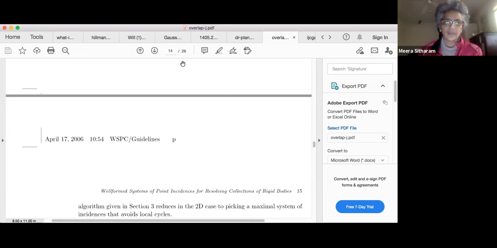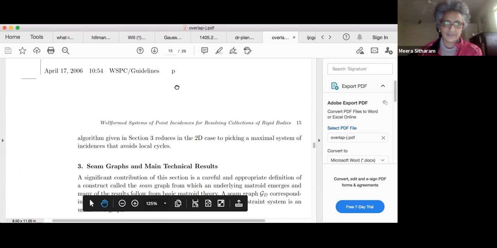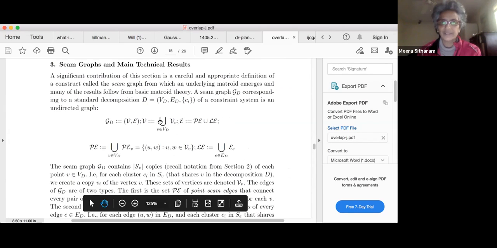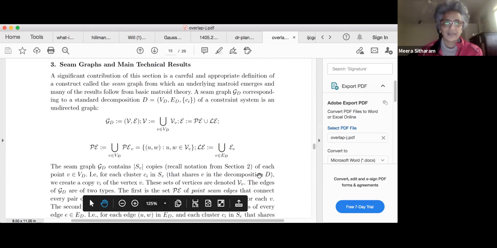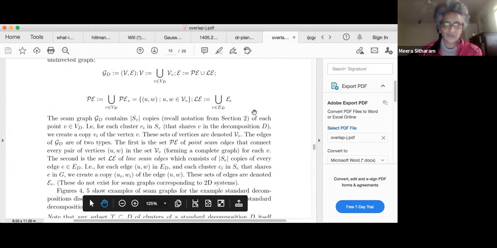Having said that, we have this seam graph that we can define, from which you can get an underlying matroid. I'm going to go really quickly here. In fact, it's probably easier for me to just describe the matroid with a picture.